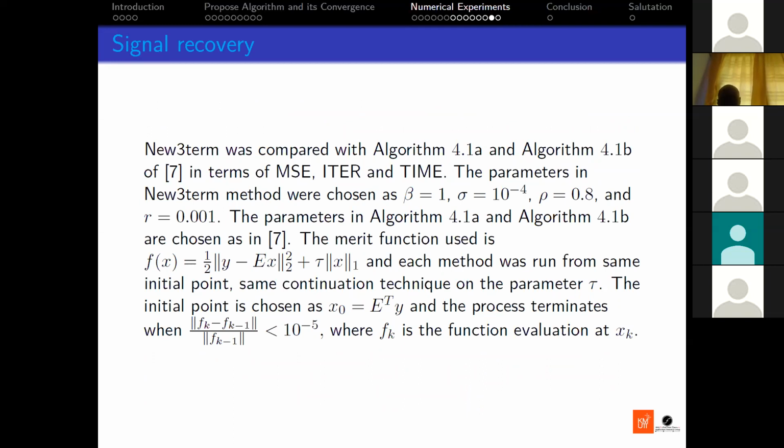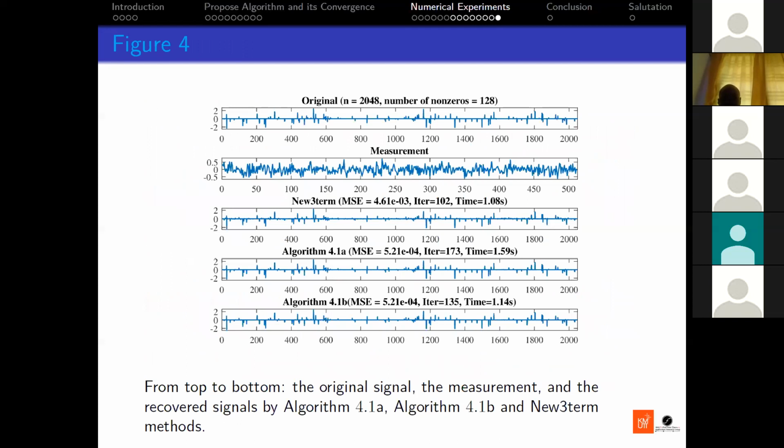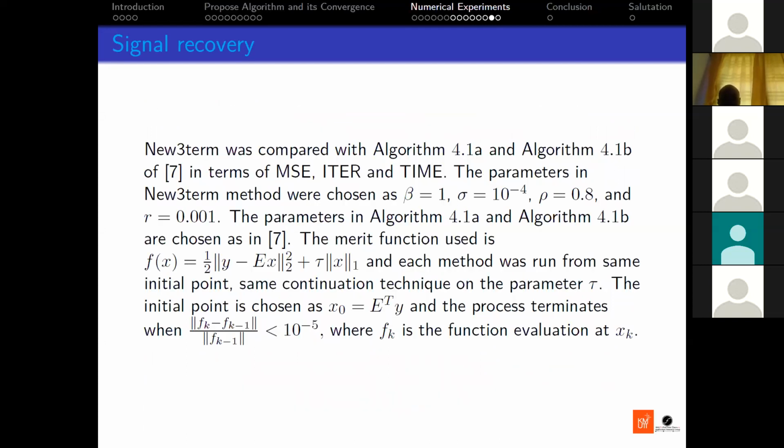And we also compare this algorithm with two algorithms of Gao. In the paper by Gao, they call the algorithms 4.1a and 4.1b. And we use the same parameters they considered in the paper. So we choose the merit function to be this f of x. And for fairness, we run the programs from the same initial point using the same parameter tau. The starting point is x naught equals A transpose y, and the stopping condition is given by this, where f k is the function evaluation of f at x k.